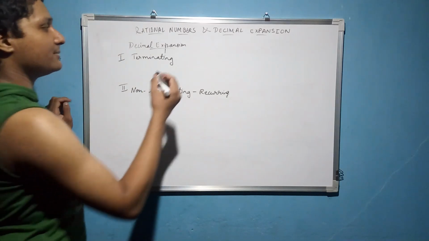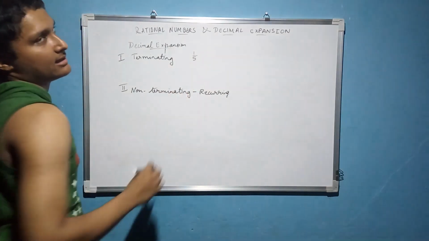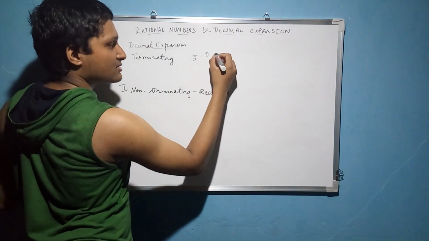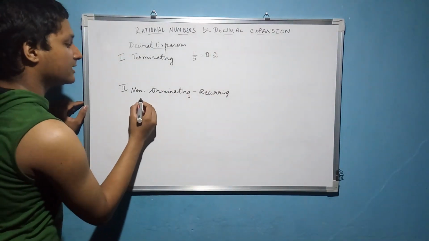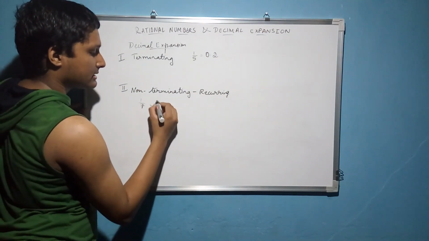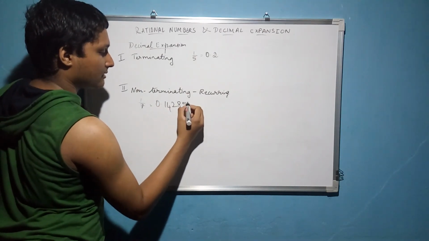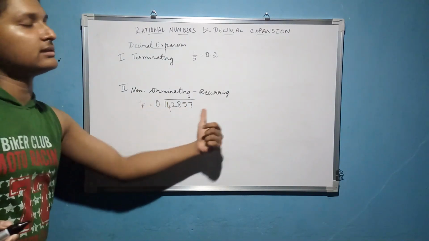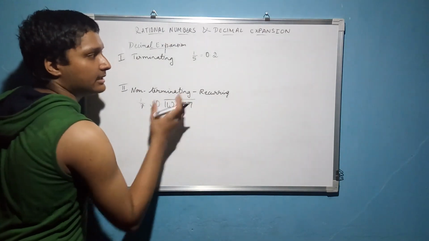So let me give an example. If it is terminating, I'll take 1/5 as a rational number. So if I convert into decimal expansion, it becomes 0.2. Right? Let me take here 1/7. 1/7 comes to be 0.142857 bar. This is bar, we call this, which shows that the set of these numbers repeat again and again.